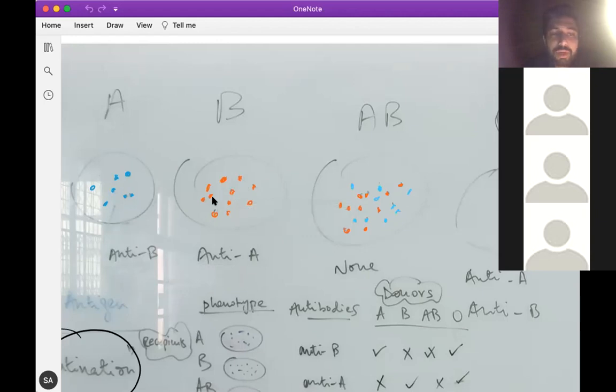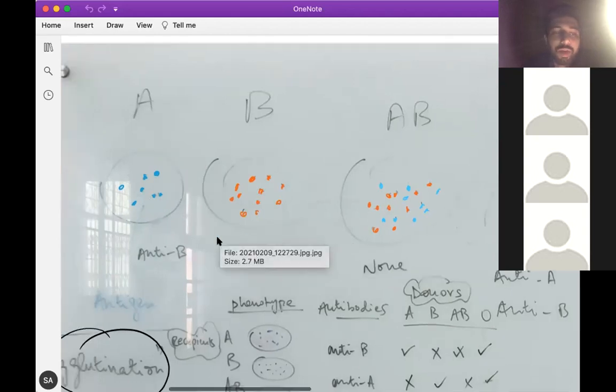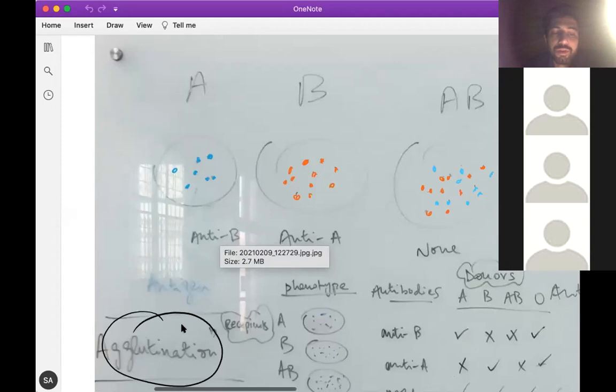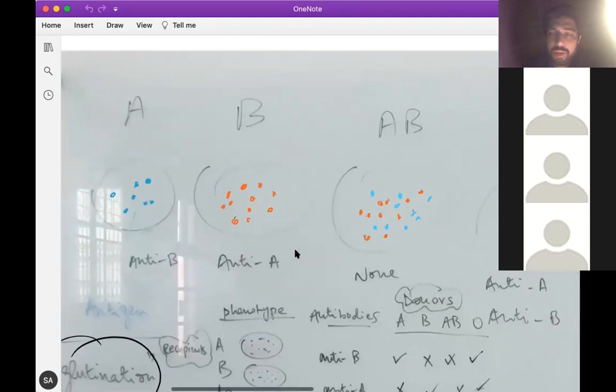Similarly, blood group B has anti-A antibodies. So if it gets exposed to blood group A, these antibodies in this person's blood are going to attack these cells, and as a result this might lead to agglutination, which is clumping and clotting of blood and thickening of blood in the vessels.